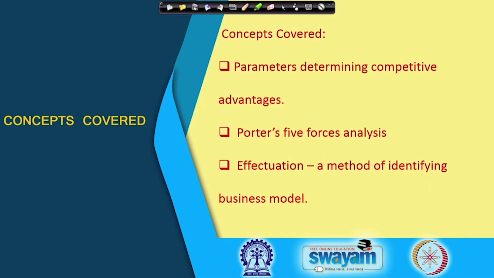Our discussion today will cover topics like what are the parameters for determining competitive advantage of a business model. Then in between we will be talking about Porter's 5 forces analysis. We have almost like a template. It's kind of a process that has been propounded by Saraswat called effectuation. We will be talking about that.